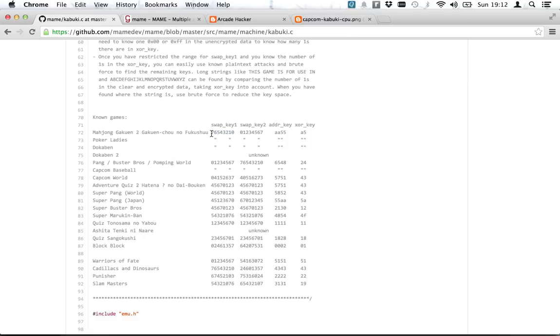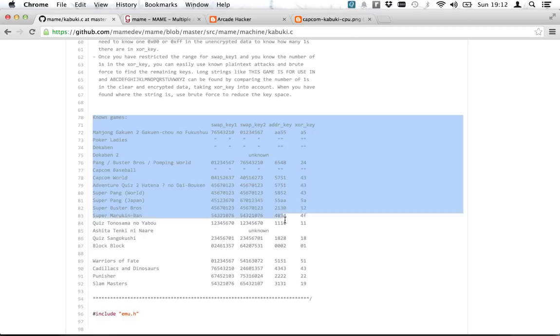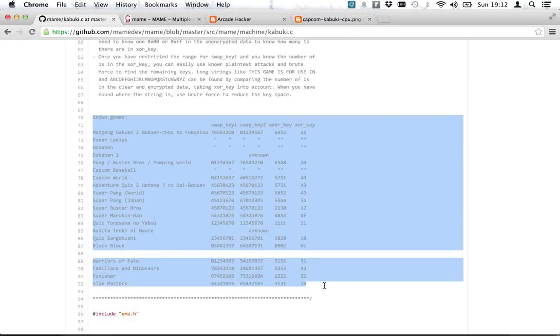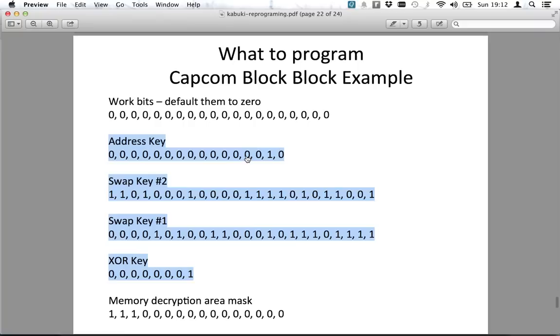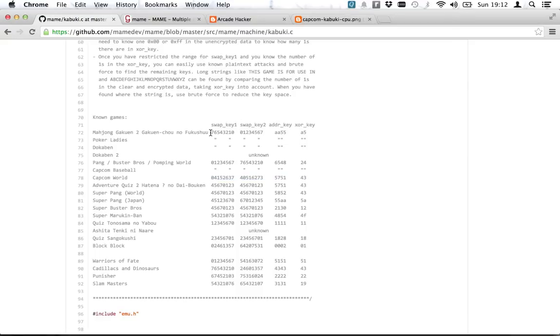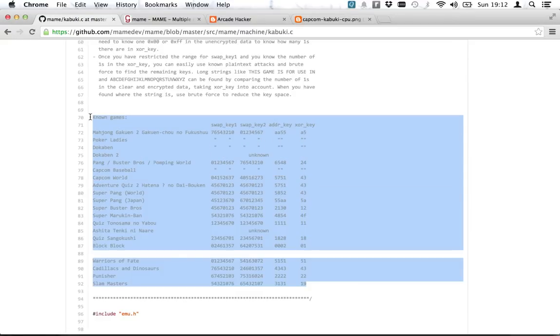This is in hexadecimal format, and obviously, that's not how the CPU works. So you need to translate these bytes into binary in order to do it. But again, the address key, the swap key 2, swap key 1, and short keys are public and available. So thanks to the MAME team for this great job.